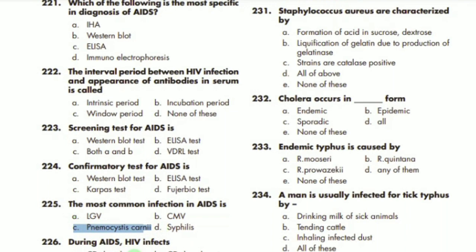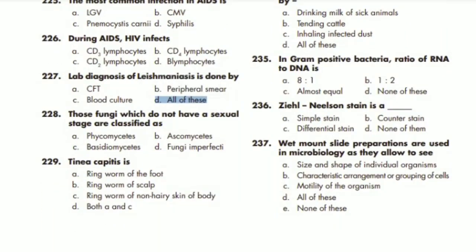During AIDS, HIV infects CD4 lymphocytes. B is the correct option. Lab diagnosis of leishmaniasis is done by peripheral smear. D is the correct option, all of these. MCQ number 28 says that those fungi which do not have a sexual stage are classified as fungi imperfecti. D is the correct option. Theileria is what? Theileria is actually a ring form of non-hairy skinny body. C is the correct option.